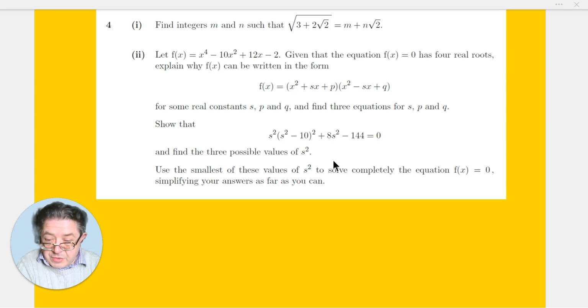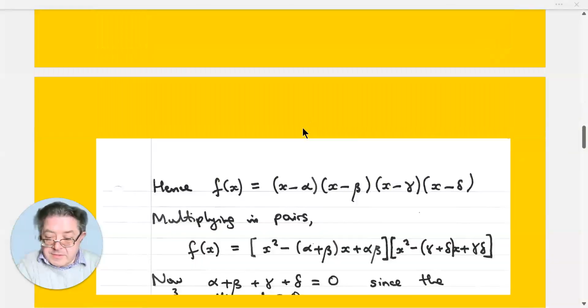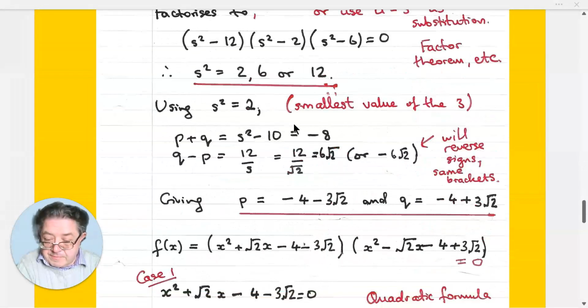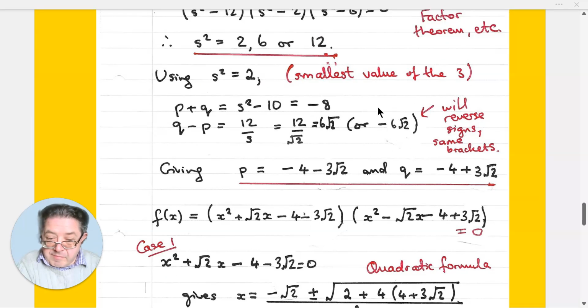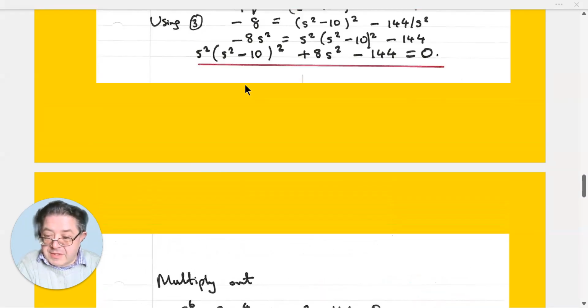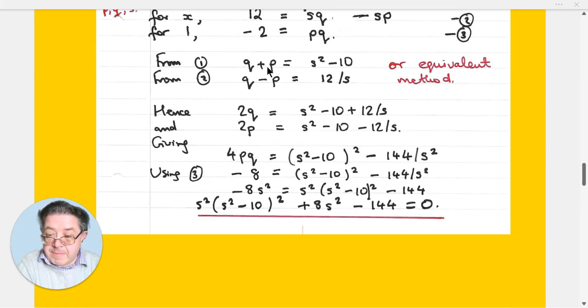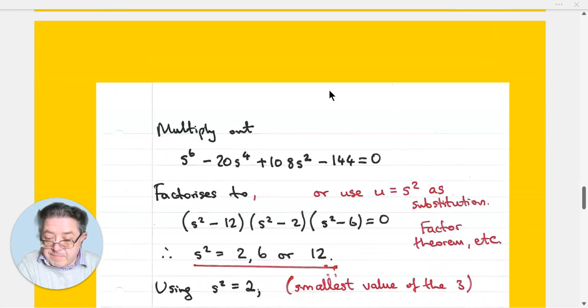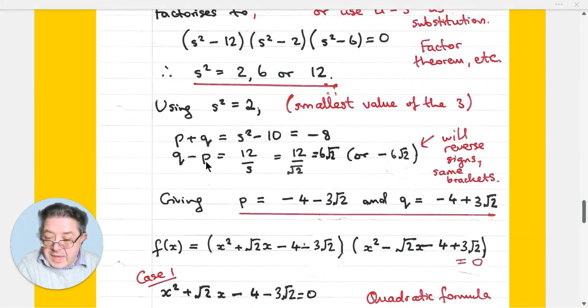So s squared equals 2, so s is root 2 or minus root 2. We need to find p and q and then solve the equation. So s equals root 2. We'll take the positive value for now and work backwards to find p and q. So put it into here. Q plus p equals minus 8. Q take p is 12 over root 2. Solve that. We get p equals minus 4 take 3 root 2, and q equals minus 4 plus 3 root 2.